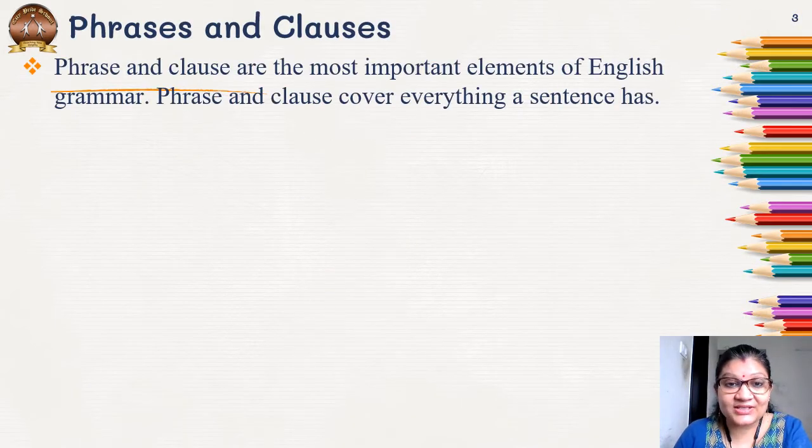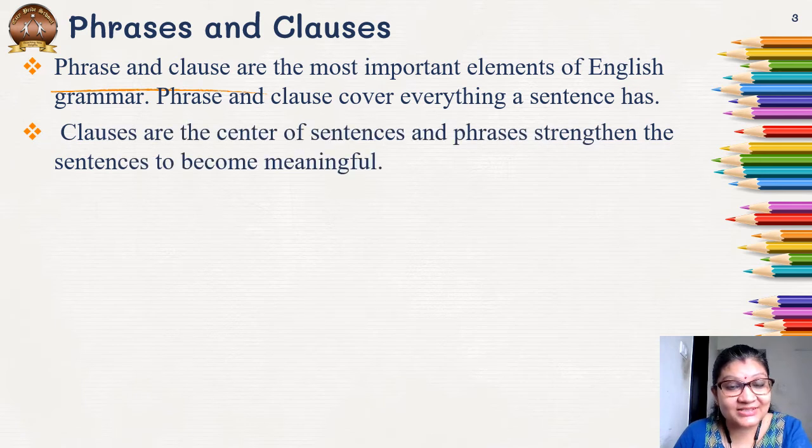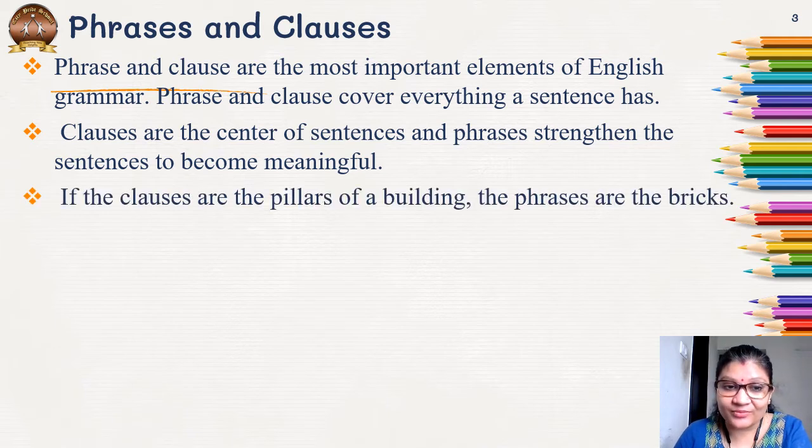Phrases and clauses are the most important elements of English grammar. Phrases and clauses cover everything a sentence has. There is no part of a sentence that is out of a definition from phrases or clauses. Clauses are the center of the sentences, and phrases strengthen the sentences to become more meaningful. Means they add to the meaning. If the clauses are the pillars of a building, you can say that the phrases are the bricks.